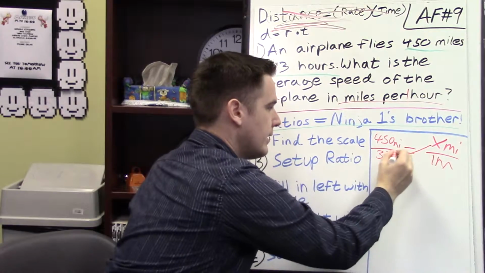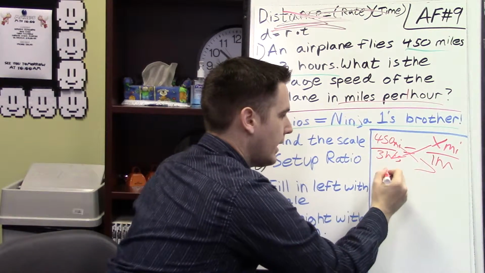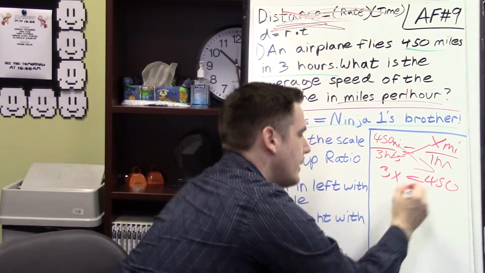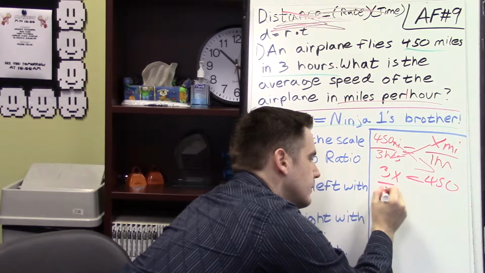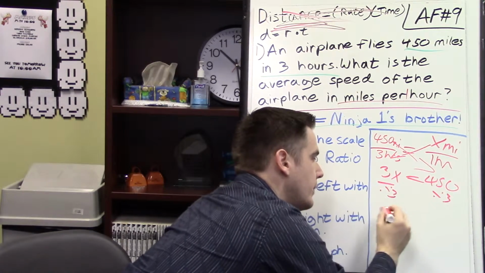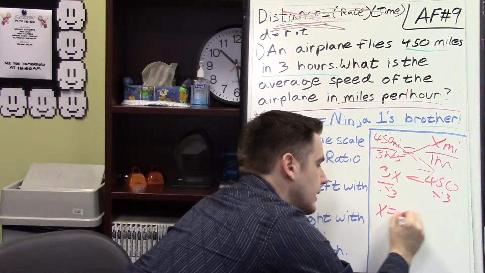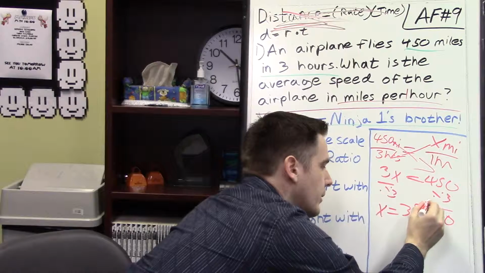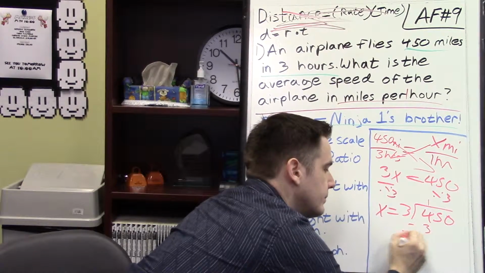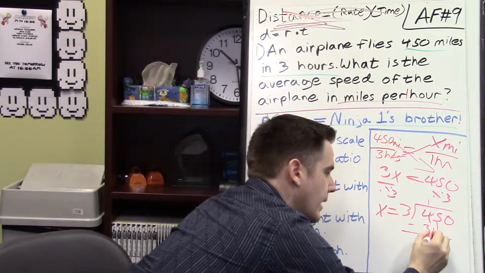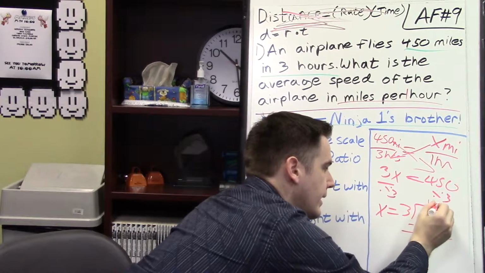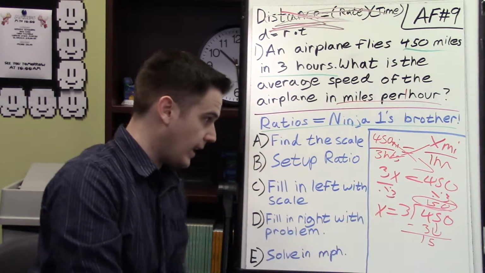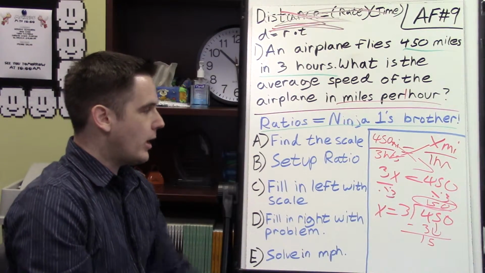Solve as normal. So multiply, 3x equals 450, and then divide by 3. x is going to equal 450 divided by 3, so 3 can go into 4 one time, 1, bring down the 5, 15, 5, and then 0. I'm going through this fast because we've already practiced this a lot. So we know that we can go 150 miles.